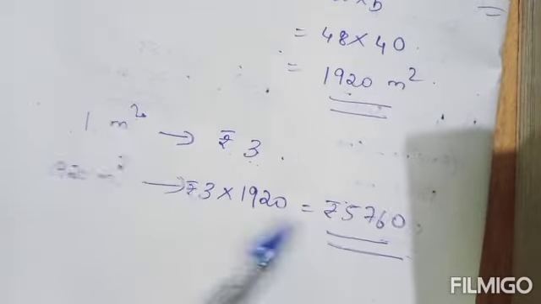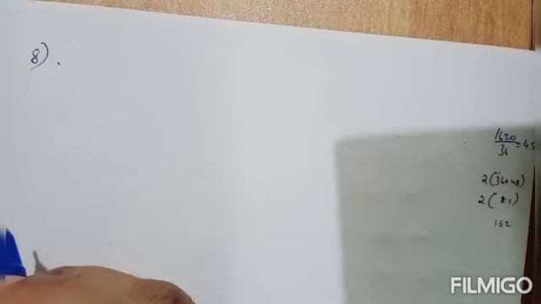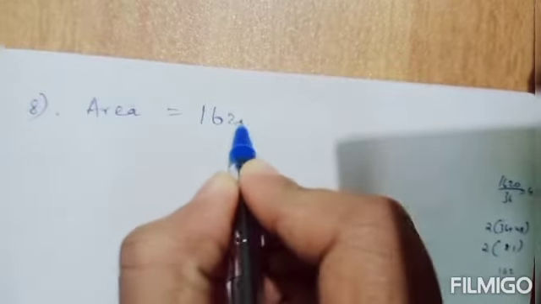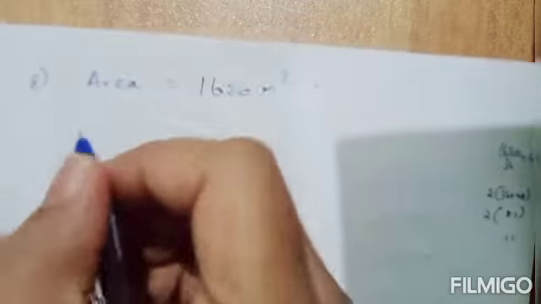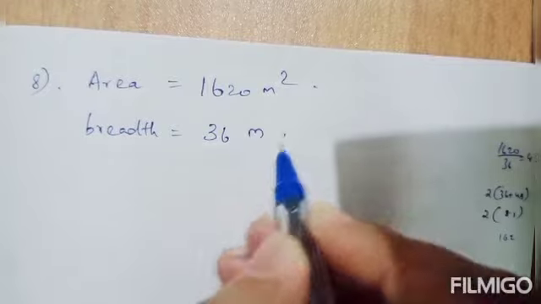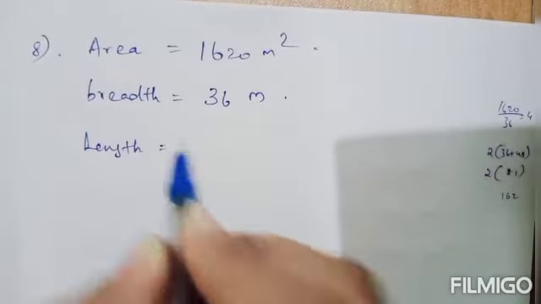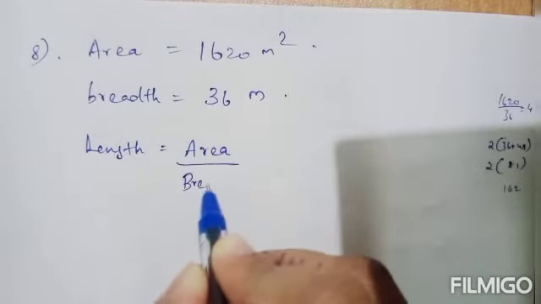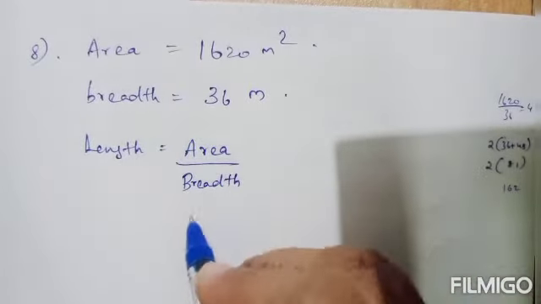Rupees. Okay. Now 8th question, the area of a hall is 1620 meter square. The breadth of the hall is 36 meter. Find the length of the hall. Also find the perimeter of the hall. So here, for the hall, its area is given, 1620 meter square. Now its breadth is given, 36 meter. You have to find the length of the hall. So how can you find the length if area and breadth is given? Length equal to area by breadth. This formula you know, L equal to A by B.